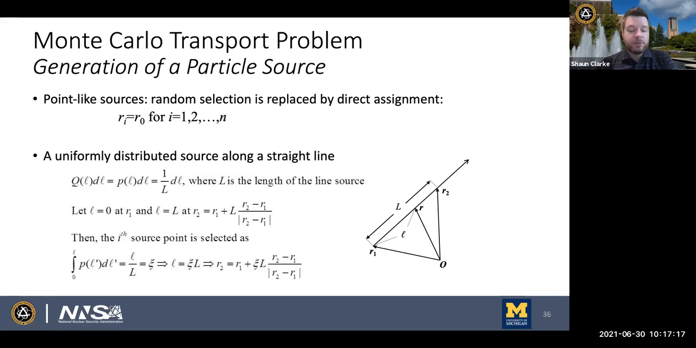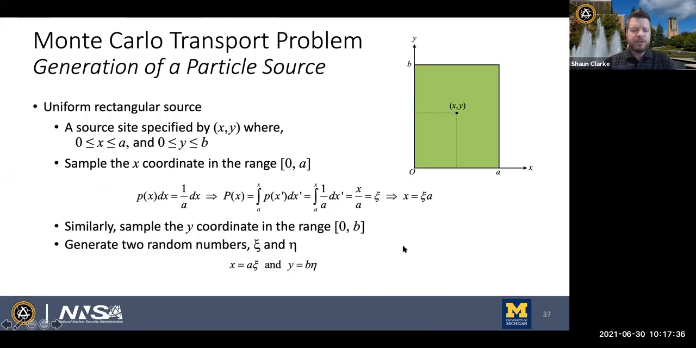So if you had a situation where your particle source was born uniformly along a straight line, this would be the approach one would use to sample randomly where along this line from R1 to R2 the source position is located. That's kind of a one-dimensional approach.